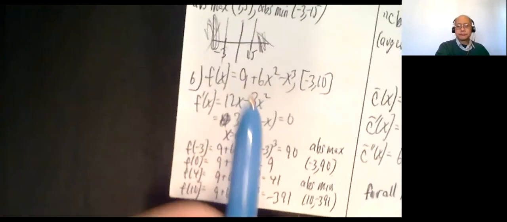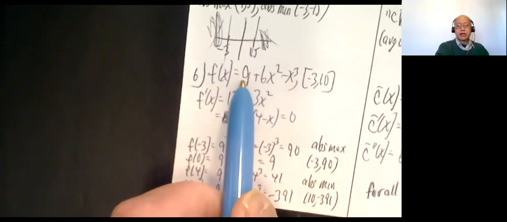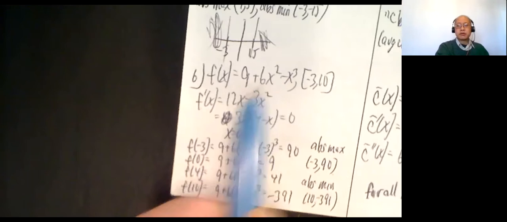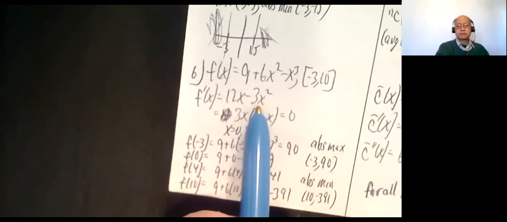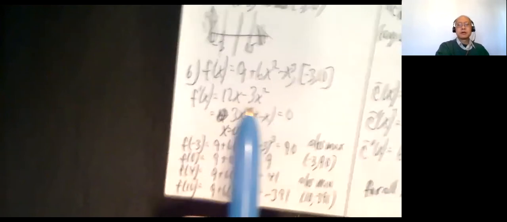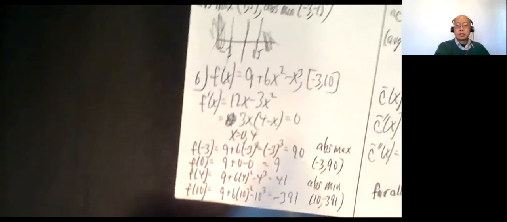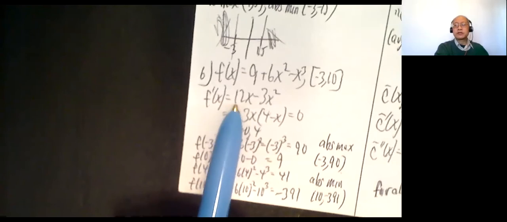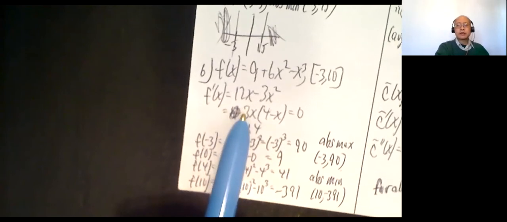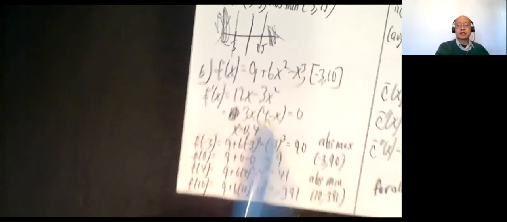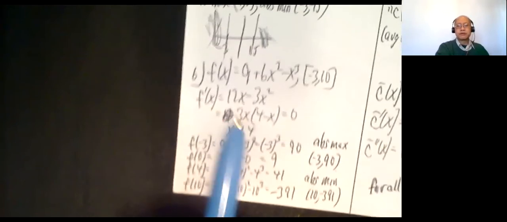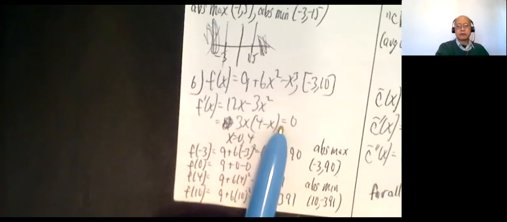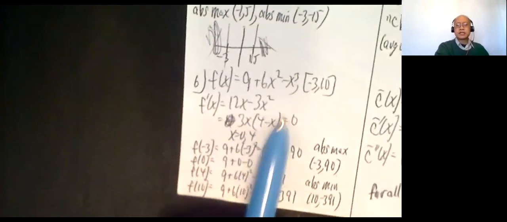Now the critical numbers. Okay, so take the derivative. Derivative of 9 is 0. Derivative of 6x squared is 12x minus derivative of x cubed is 3x squared. All right, factor out. Greatest common factor, GCF, is 3x. So take out 3x, parentheses, 4 minus x equals 0. Is that right? Double check. 3x times 4 is 12x. 3x times negative x is negative 3x squared. Okay. So set this equal to 0.